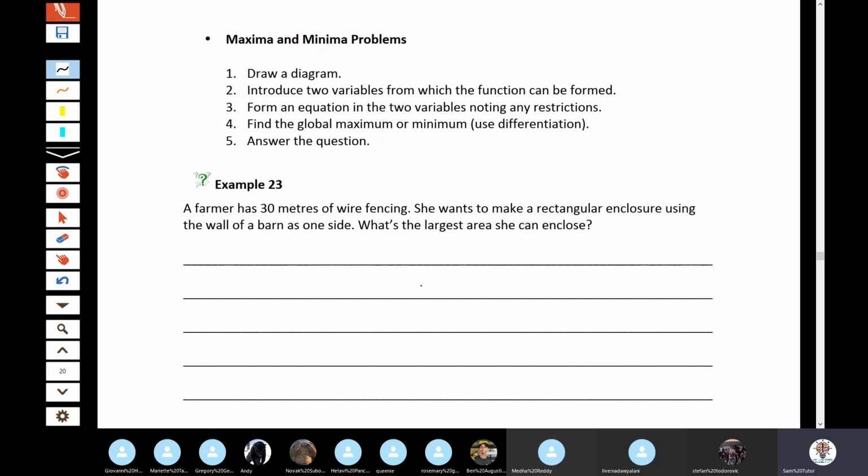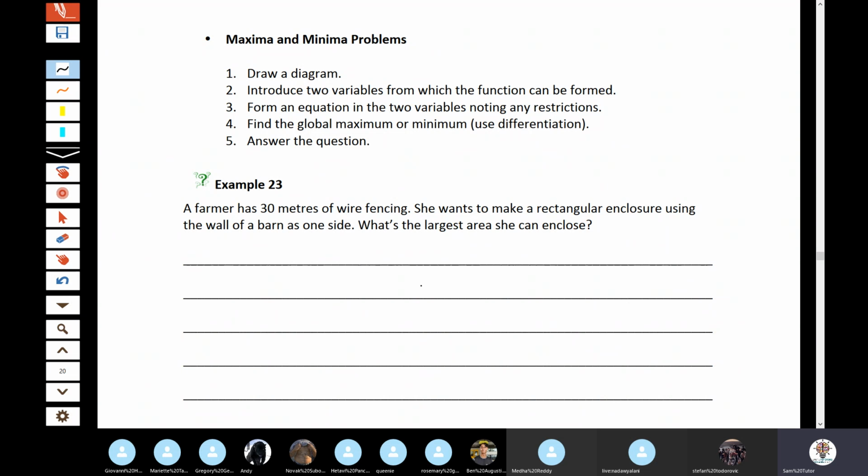Max min problems. We did do a bit of it last week. I think I introduced it, but I think we'll just revise it again just to go through this. There are 5 steps there. Draw a diagram, helps when there's no diagram. Your band 6 ones always have a diagram, so you probably don't need number 1. Introduce 2 variables, so you need 2 equations. Form an equation in the 2 variables, noting any restrictions.